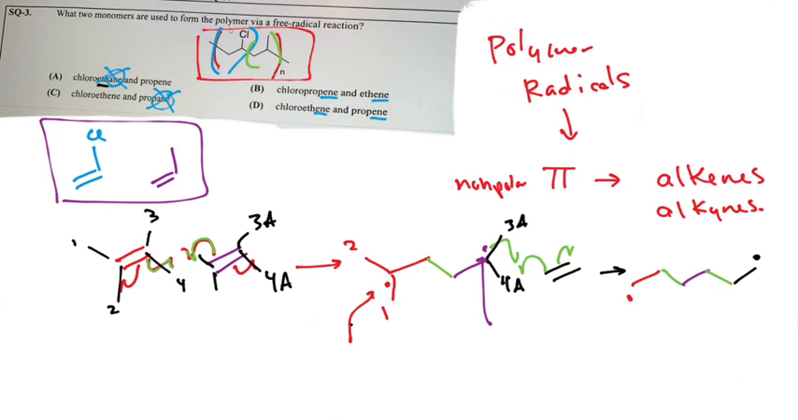Okay? That doesn't mean you can't answer them. You can. Reason through what you can and manipulate those systems. If you're saying radical polymers, you need to be looking for pi bonds. They have to be there. Okay?